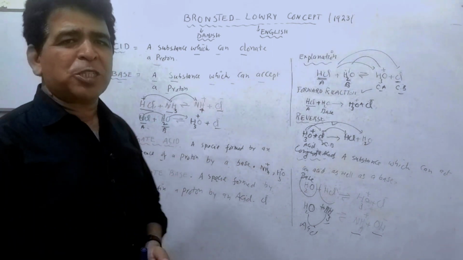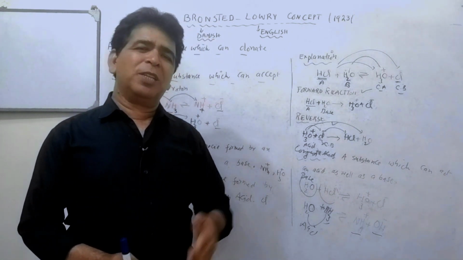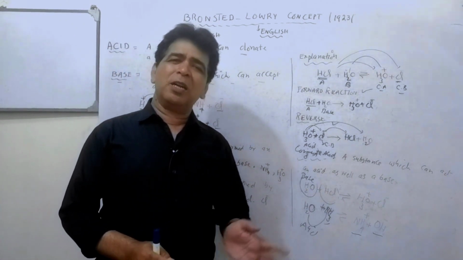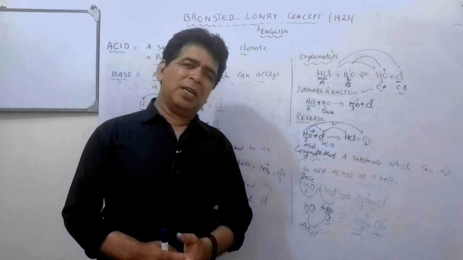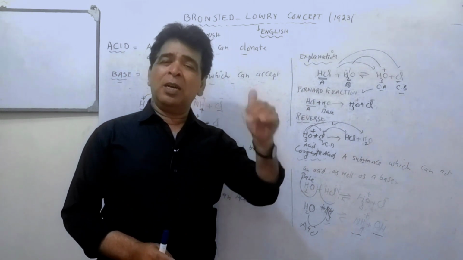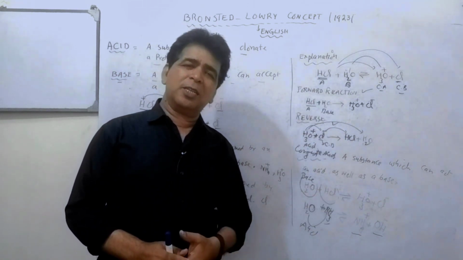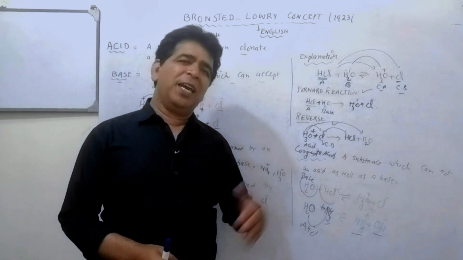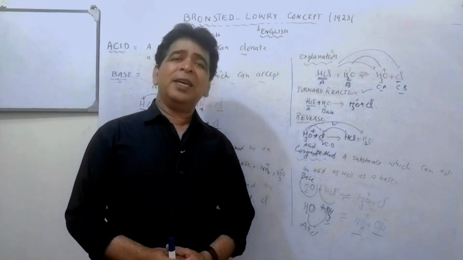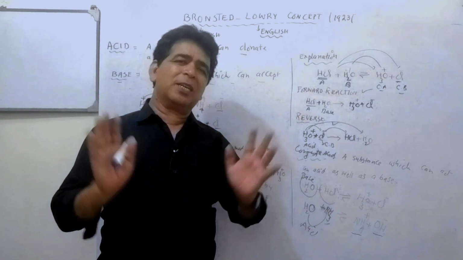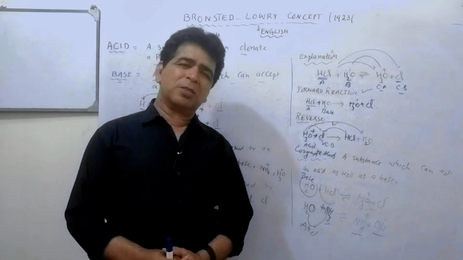Amphoteric species are those species which have the properties of both acid and bases, depending on the nature of the other substance they react with. If they react with an acid, the amphoteric species will react as a base, and if they react with a base, the amphoteric species will react as an acid. This was the basic concept about Bronsted and Lowry.